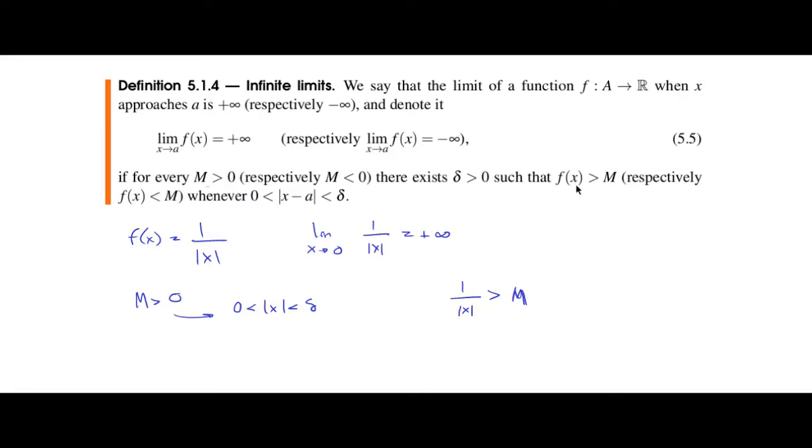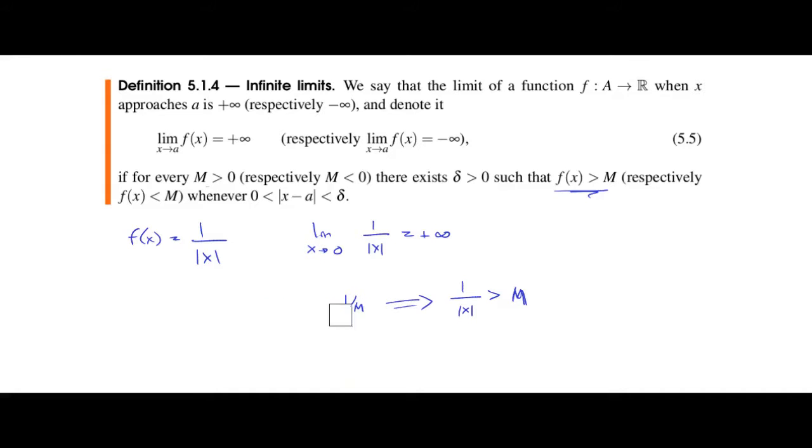This is what the definition asks us, right? Are we able to find a delta like that? Yes, because we can take delta smaller than 1 over m, right? So if delta is smaller than 1 over m, that means that 1 over x is going to be greater than m for every x in this interval. And it doesn't matter how high we pick m, because we can always choose a delta that's smaller than 1 over m. So that means that the function is unbounded when it goes to 0. That means that the limit is going to be plus infinity, okay?